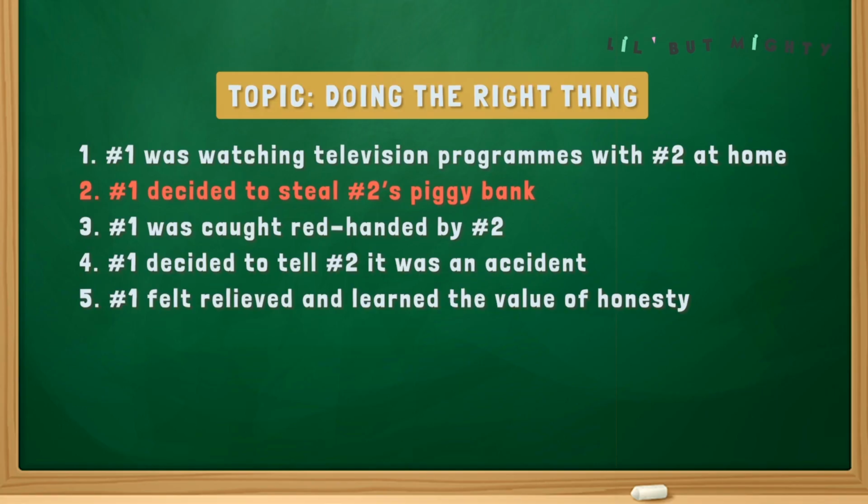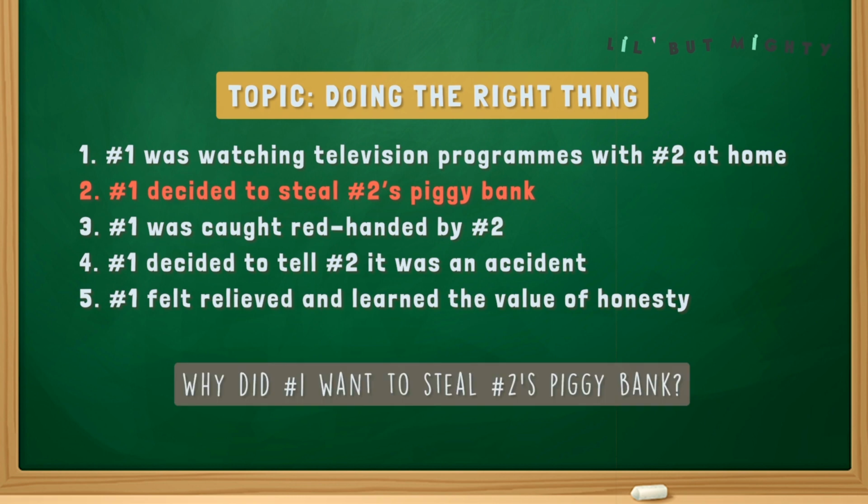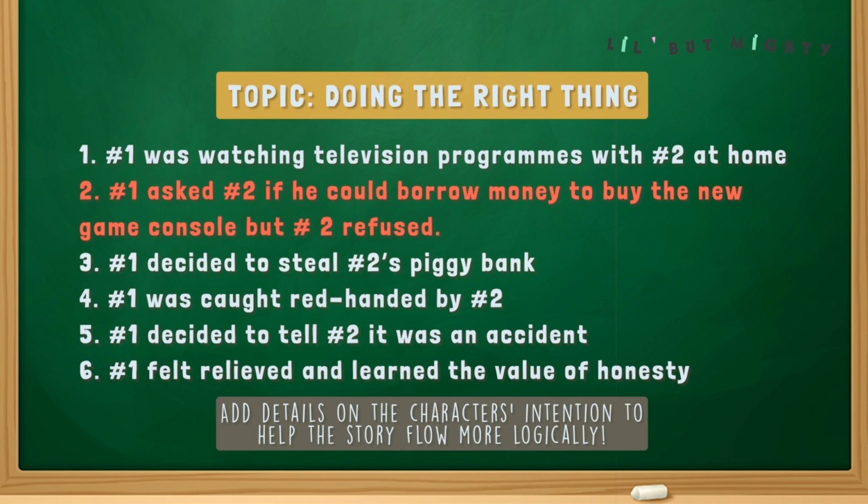Here's the solution to number 1. Explain your character's intentions for acting or behaving in a certain way. Why did number 1 want to steal number 2's piggy bank? Here's an example. While watching the television, number 1 saw an advertisement of the latest PlayStation. Number 1 wanted to borrow from number 2, however, number 2 refused. Can you see how I've added in more details to explain the character's intentions to help the story flow more logically?